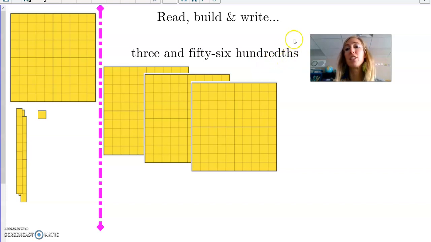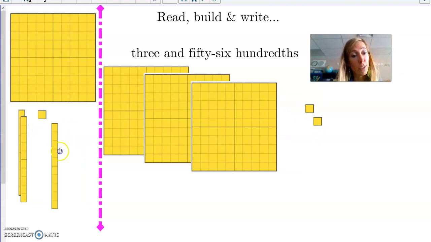That means they're really small, 56 hundredths. So I need 56 of these guys. I don't want to drag out 56 of those. Oh my gosh, no. Or maybe you're like, yeah, I do. I would totally do it. Well, don't, because there are these that I can use to make it quicker.